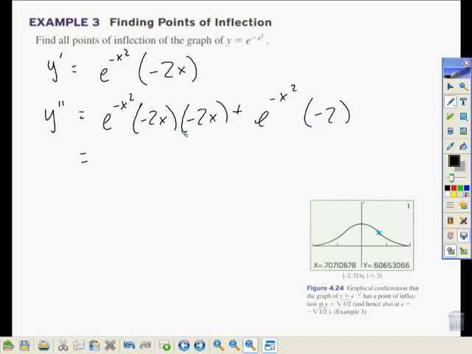These will give me 4x squared. That'll give me minus 2. I'm going to factor out the e to the negative x squared. And then, since it's our second derivative, we want to know where that's equal to 0 in order to find those points of inflection.